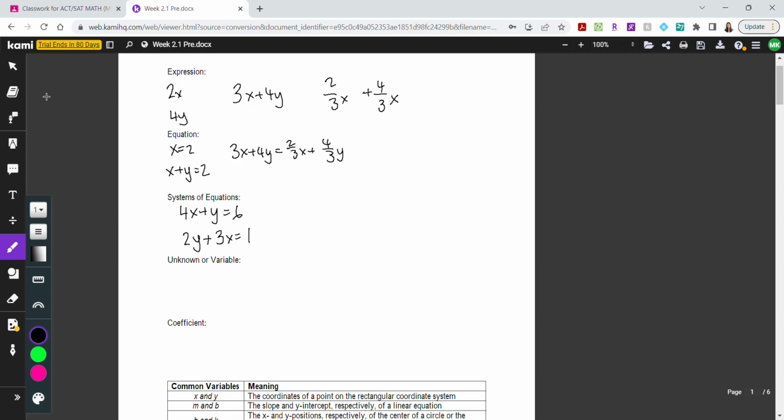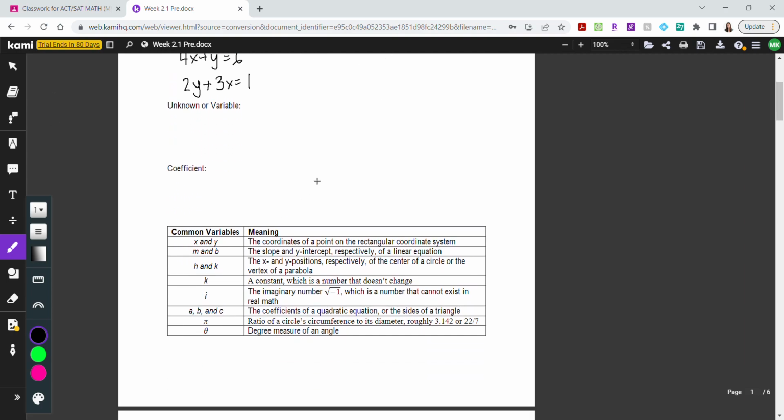Now the next thing that we have is an unknown or variable. An unknown or a variable is a number that might not be known and is typically represented by a letter, usually x, but it can honestly be any other letter. The letter could represent a fixed value, where only one value solves the equation, such as x equals 2. We know that x has a fixed value, which is 2 in this case.